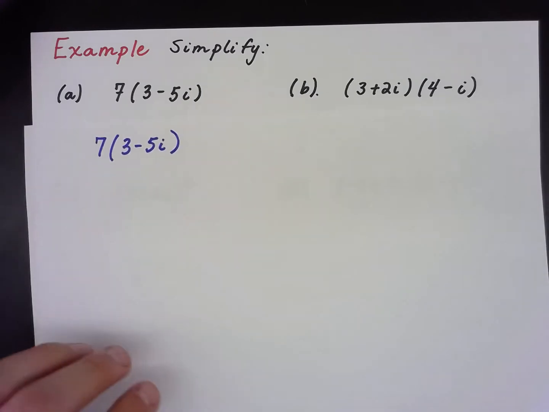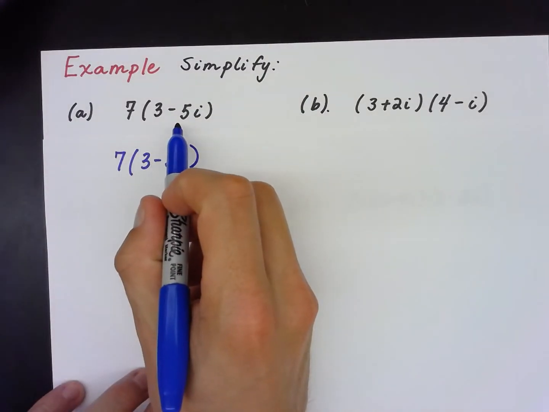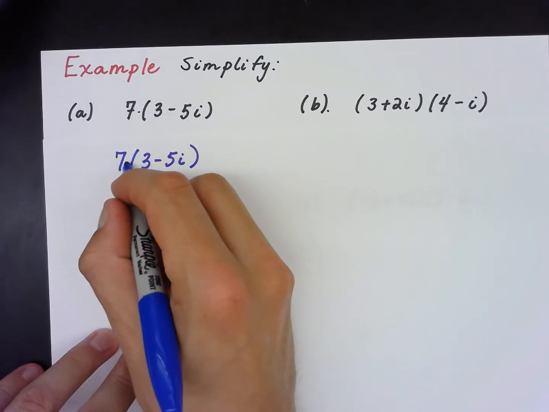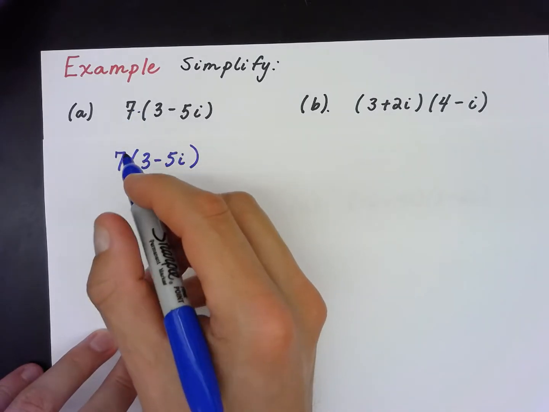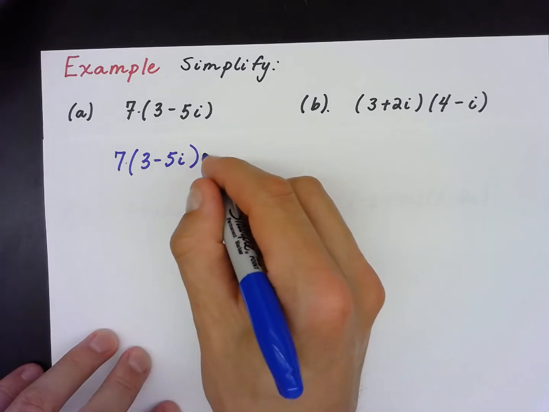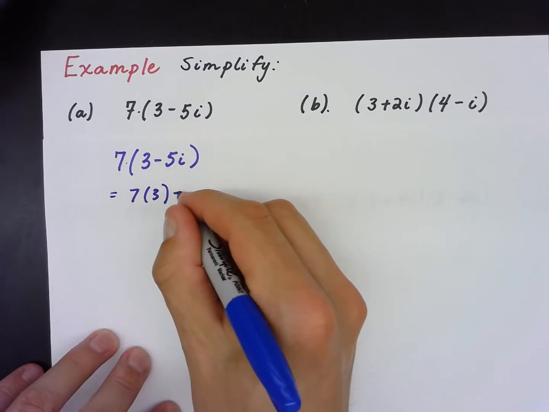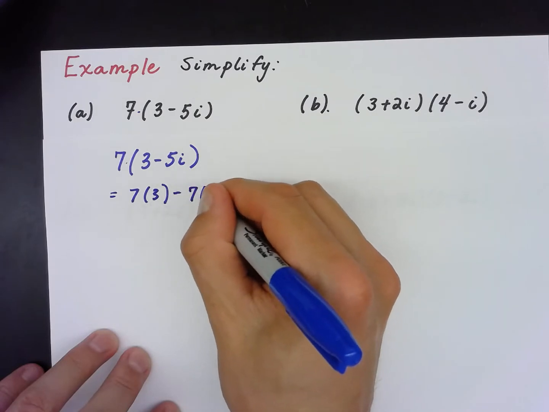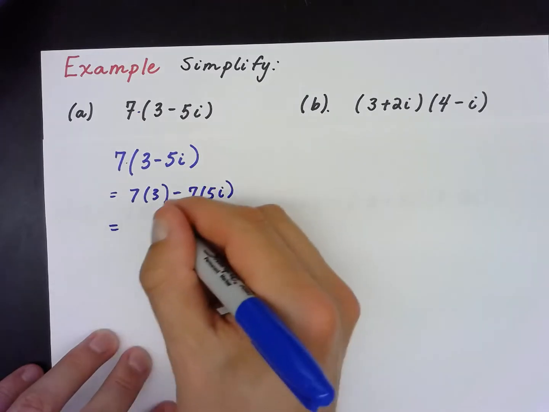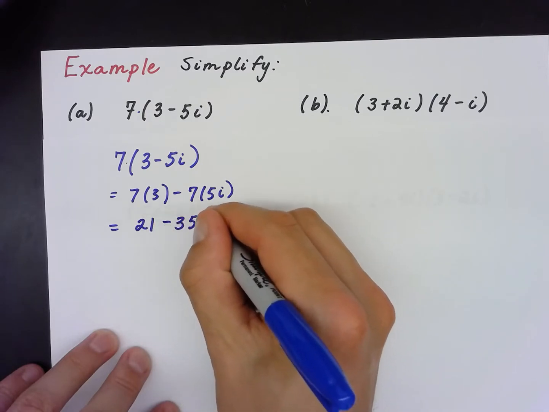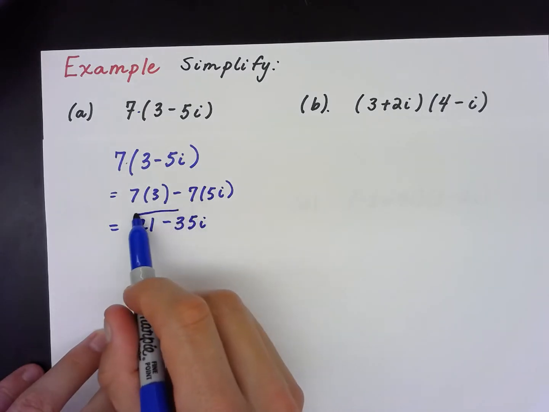We're going to start with the quantity 7 times the quantity 3 minus 5i. So remember, when there's nothing between, we treat that as a multiplication. So this is just a matter of distributing the 7 through. So this becomes 7 times 3 minus 7 times 5i, the distributive property. So that becomes 21 minus 35i. You just distribute that and you're all set. There's our first one.